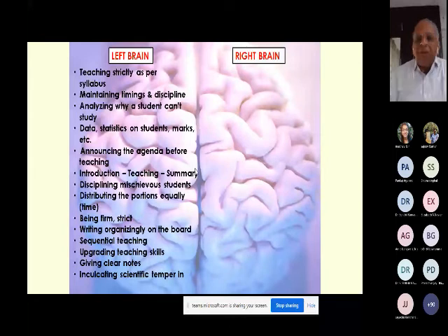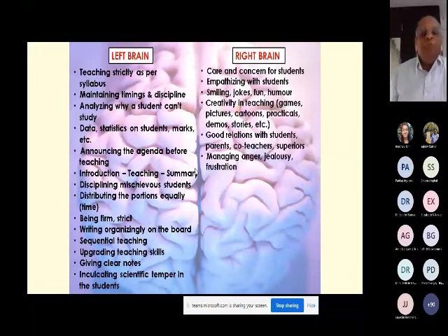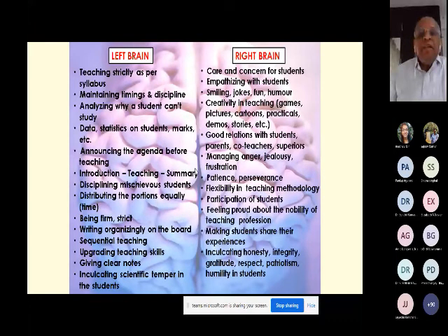But this is not enough. If we have to manage the stress, we need to use the right brain. And which are the right brain functions in teaching? Let us have a look at it. Care and concern for the students, empathizing with the students, that means having a lot of patience, smiling, a little bit of fun, creativity in teaching through games, pictures, cartoons, practicals, demos, stories, good relations with students, parents, co-teachers, superiors, managing the negative emotions like anger, professional jealousy, frustrations, developing patience and perseverance, flexibility in teaching methodology, participation of the students in the class itself, feeling proud about the nobility of the teaching profession, making the students share their experiences so that there is some cross learning if required, and developing higher values of life like honesty, integrity, gratitude, respect, patriotism, humility with the students.